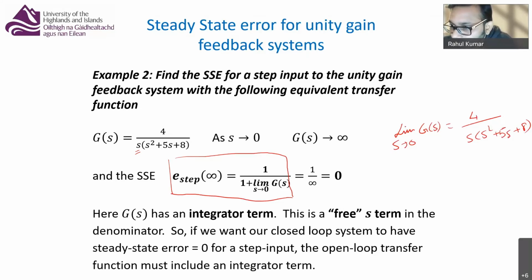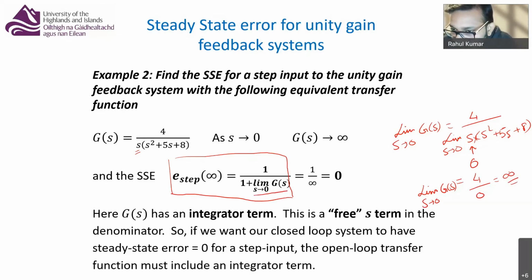If you notice, if I apply the limit s tending to 0 and replace the first s by 0, this is in multiplication. So the entire denominator will become 0 and I will get something like 4 divided by 0, which is infinite. So limit s tending to 0 of g of s comes out to be infinite.